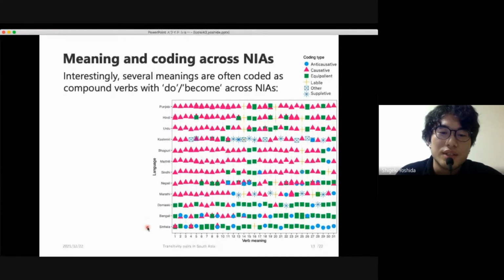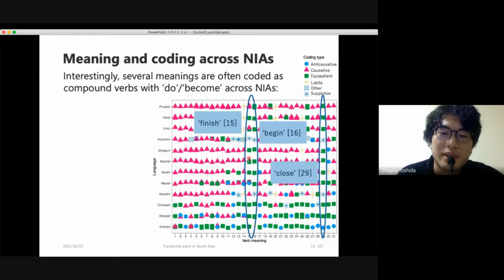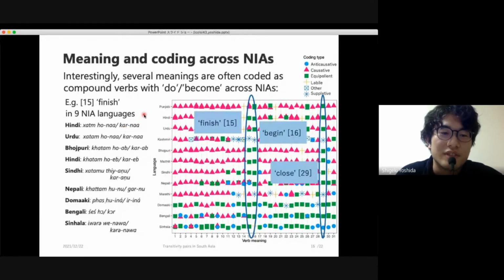This figure only shows Indo-Aryan languages of the sample. Interestingly, several meanings are often coded as equivalent coding of compound verbs containing do and become across these languages. Again, equivalent coding is represented by these green squares. So the meanings finish, begin, and close are often coded as equivalent coding of compound verbs. The example of finish is shown here. And so it is interesting that the same verb meanings are coded in a similar way across these languages.